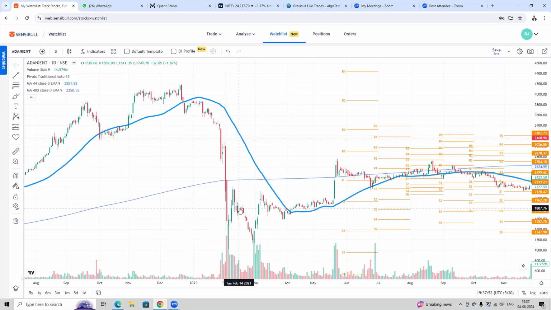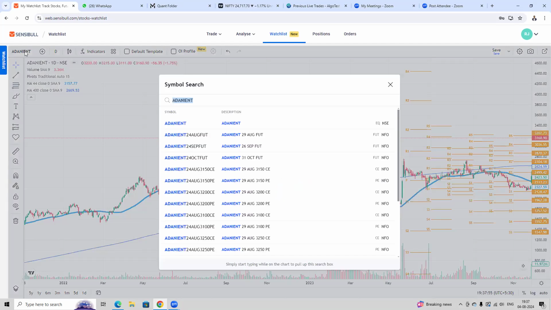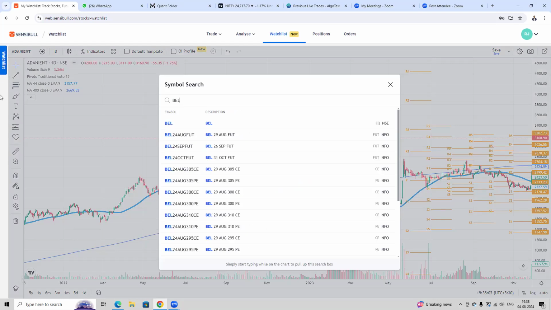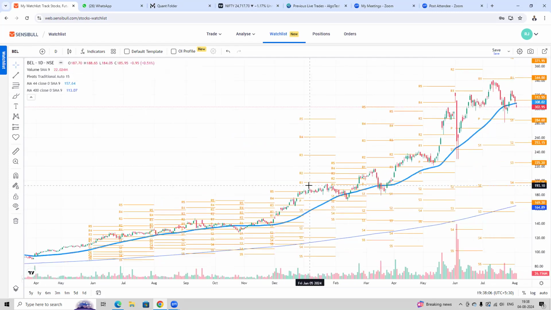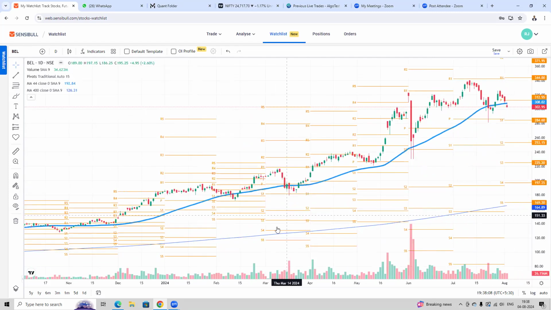So anyhow, you can take any of the stocks. Any specific stock you want to test? Tell me. Infosys? You can just check BEL, which I gave a call very recently. So here, if you see, the trend is going positive. The trend is moving upward. Here it has crossed again and tested the 44 days moving average.